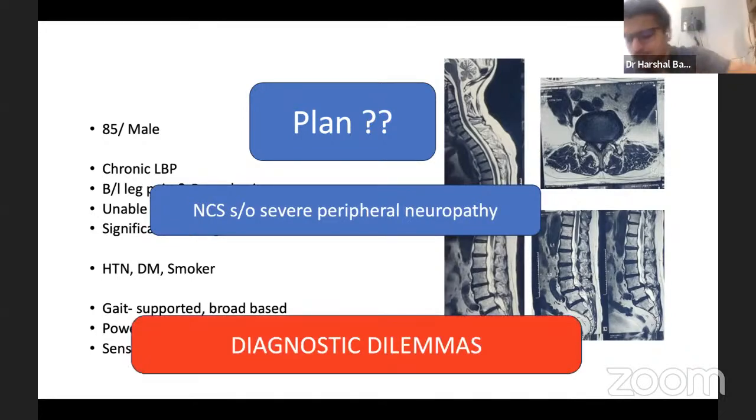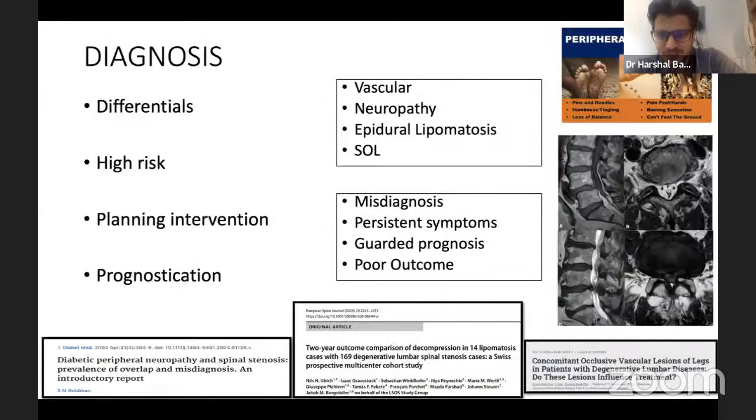Perfectly, very rightly mentioned. So there the diagnostic dilemma is what is the cause. It should not affect us directly in such scenarios where it's proven on a radiological study that there's significant nerve compression and there are matching symptoms, but there's one more add-on diagnosis. So you should be able to prognosticate, as very rightly said by Sir. Why it is important to know the diagnosis is that there are many differentials. There may be vascular, neuropathic, epidural lipomatosis, or a space occupying lesion.